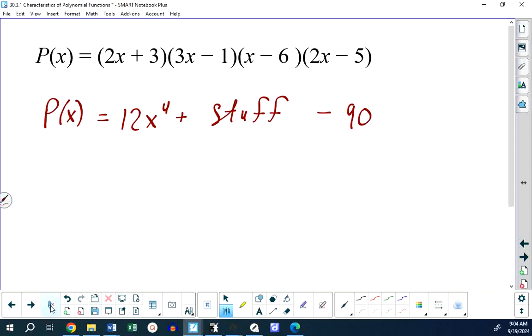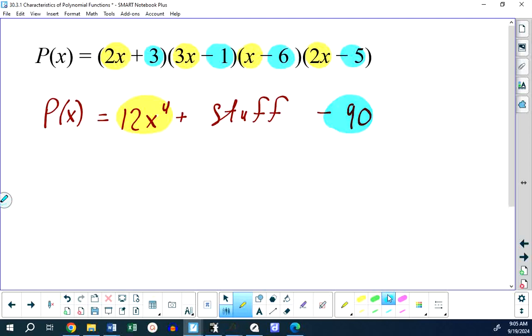That is the important aspect of this polynomial function. If I multiply, and I'm going to double check my multiplication here, the highest degree term in each factor, 2 times 3 times 1 times 2, 2 times 3, that's 12, and I have x times x times x times x, I get 12x to the 4, right? Okay. If I multiply now the constant term in each factor, I have 3 times negative 1, which is negative 3, times negative 6, which is 18, times negative 5, which I believe is negative 90. I'm pretty sure.